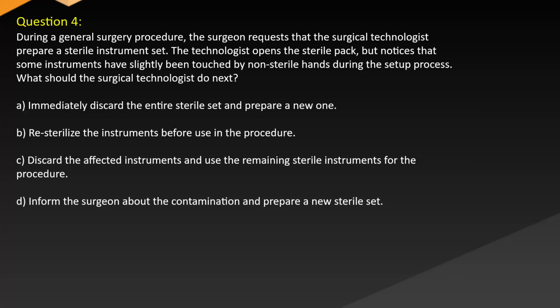Question 4. During a general surgery procedure, the surgeon requests that the surgical technologist prepare a sterile instrument set. The technologist opens the sterile pack, but notices that some instruments have slightly been touched by non-sterile hands during the setup process. What should the surgical technologist do next? A. Immediately discard the entire sterile set and prepare a new one. B. Re-sterilize the instruments before use in the procedure. C. Discard the affected instruments and use the remaining sterile instruments for the procedure. D. Inform the surgeon about the contamination and prepare a new sterile set.